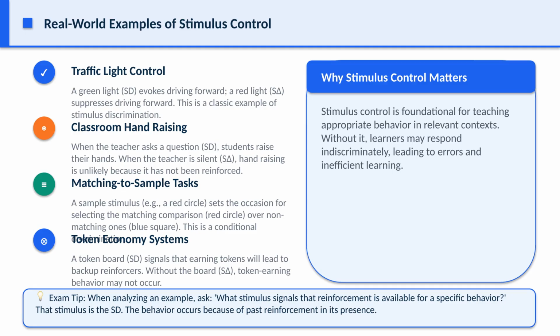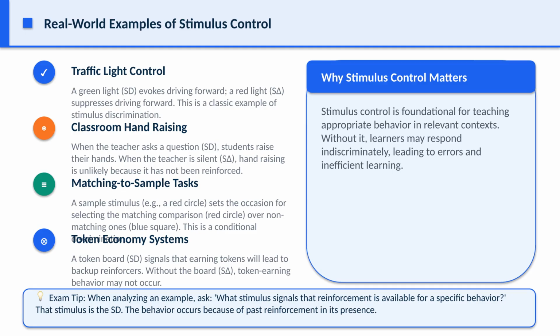Matching to sample tasks introduce conditional discriminations, where a sample stimulus, e.g., a red circle, alters the function of the comparisons, making the correct match an SD only in that context. Token economies rely on the token board as an SD for earning tokens, linking behavior to backup reinforcers. Prompt fading demonstrates how stimulus control shifts from artificial prompts to natural stimuli, a key skill for practitioners.